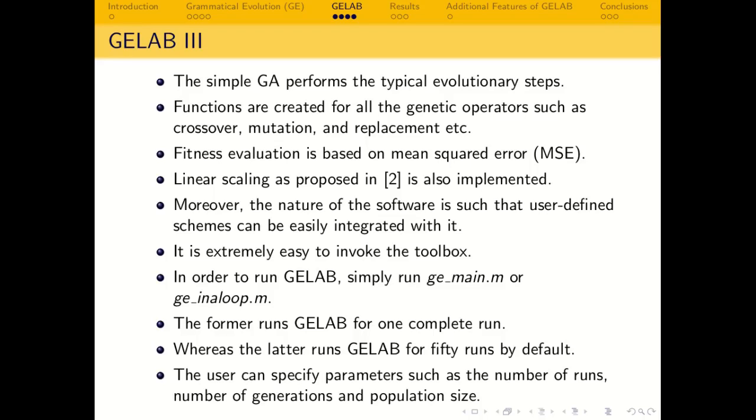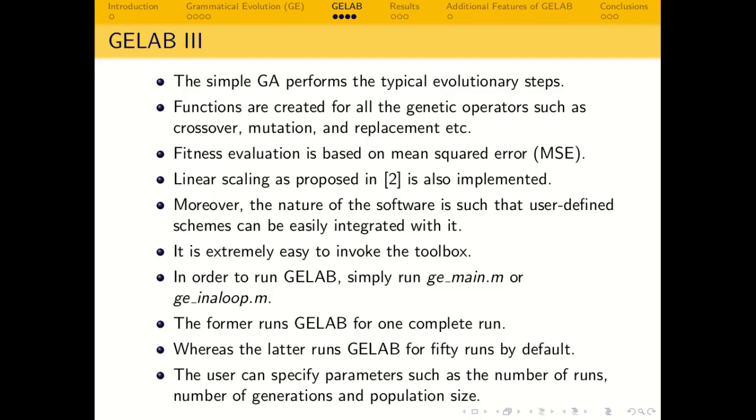The simple GA performs the typical evolutionary steps. Functions are created for all the genetic operators such as crossover, mutation, and replacement. Fitness evaluation is based on mean squared error. Linear scaling is also implemented. Moreover, the nature of the software is such that user-defined schemes can be easily integrated with it. It is extremely easy to invoke the toolbox. In order to run GELAB, simply run gmain or GE in a loop.